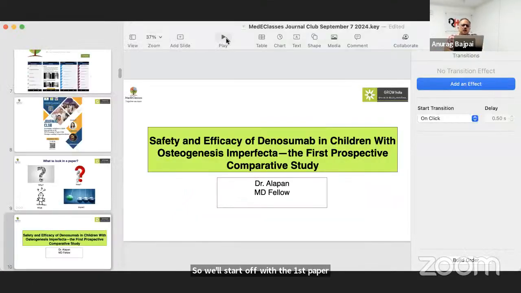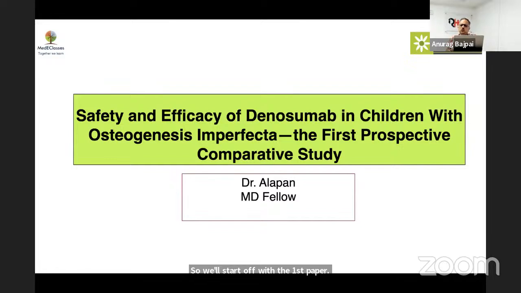So we'll start off with the first paper, which is an interesting concept in terms of the use of denosumab, an anti-resorptive agent, in the treatment of osteogenesis imperfecta in children. So we have Dr. Alappan, who will take over from here.